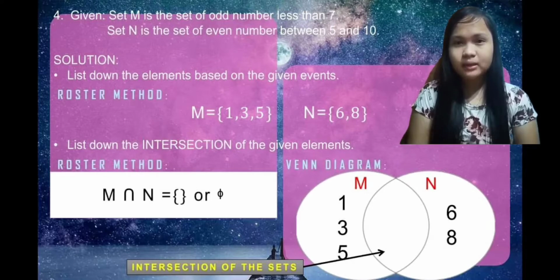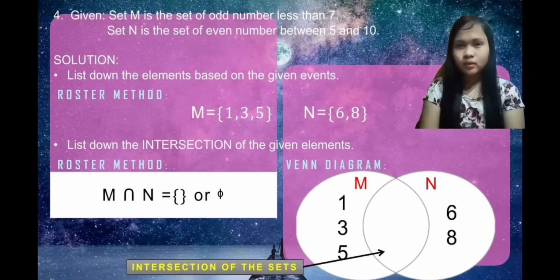And ang set N, kabaliktaran ng odd, even naman. So, by 2s na. Yung number between 5 and 10 na divisible by 2 ay 6 and 8. So, ang set N ay 6 and 8. Sunod, ang gagawin natin ay ililist down na natin ang intersection of the given elements. So yung roster method of M intersection N is equal to nothing or empty set. Dahil walang magkaparehas na number.